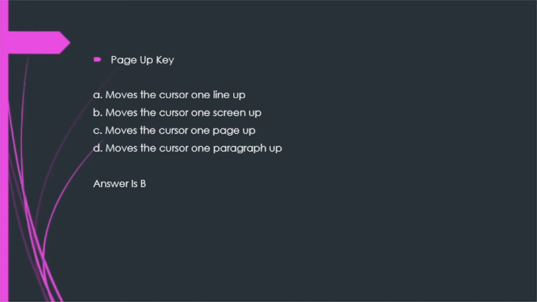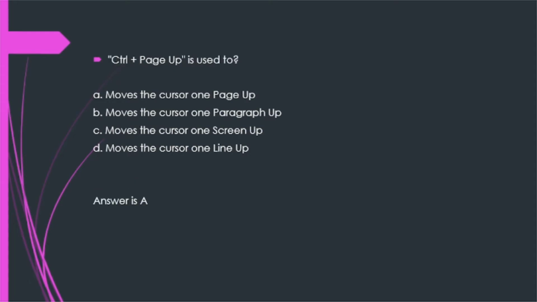Control plus left arrow is used to. The correct answer is B. Move the cursor one word left. Page down key. The correct answer is C. Move the cursor one screen down. Control plus page up is used to. The correct answer is A. Move the cursor one page up.